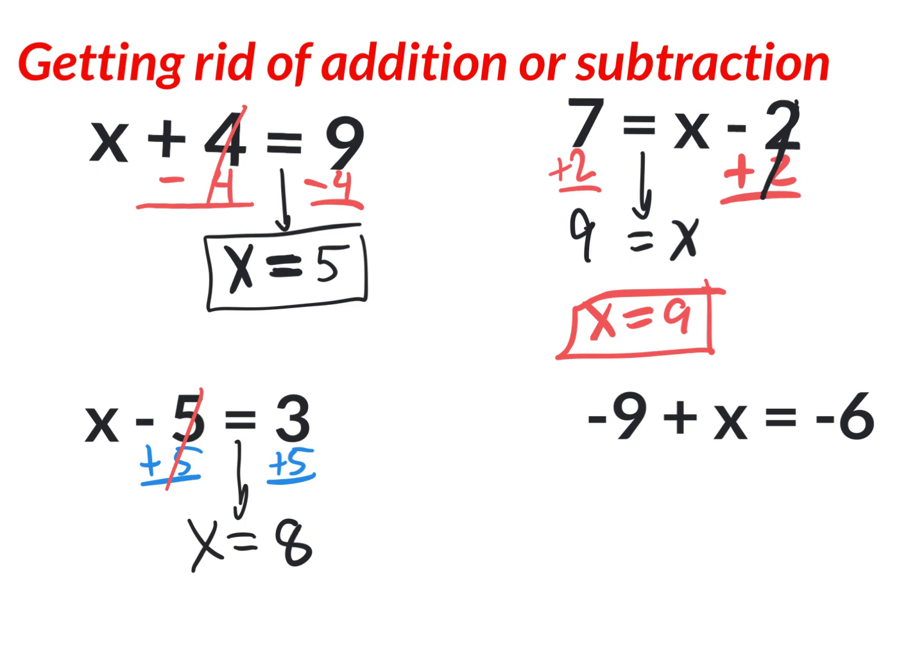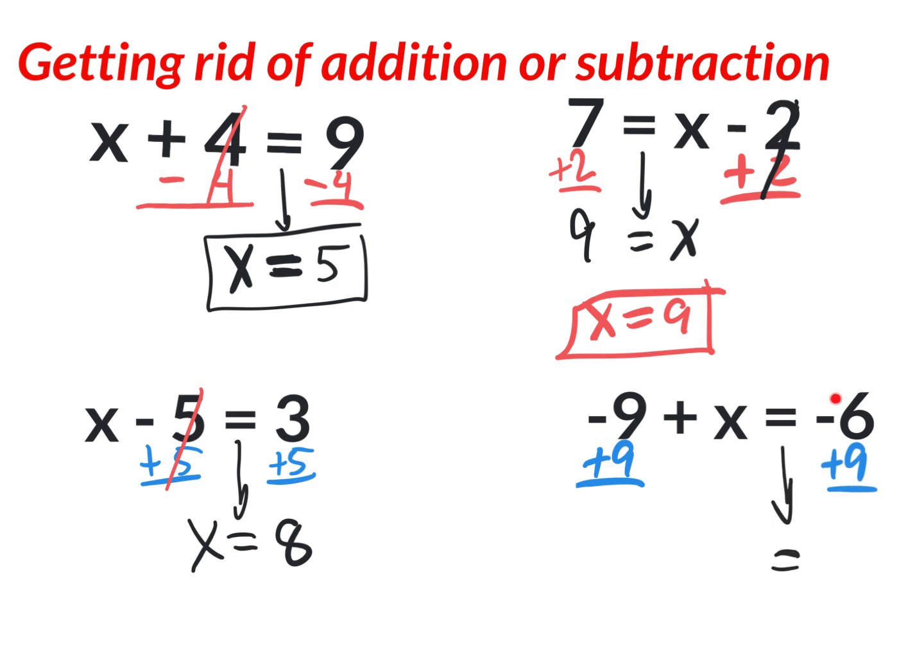Same thing over here. I want to get x by itself. It's on the left side. So I want to get rid of this minus 9. Okay. How do you get rid of a minus 9? You do the opposite of a minus 9, which is a plus 9. And what you do to one side, you do to the other side, plus 9. What do we have left? The equal sign comes down.